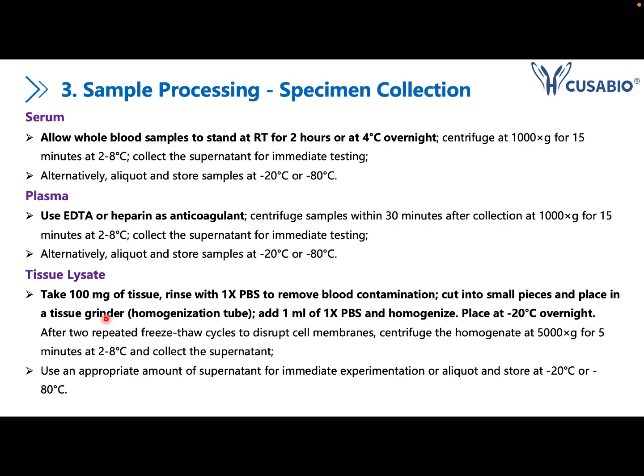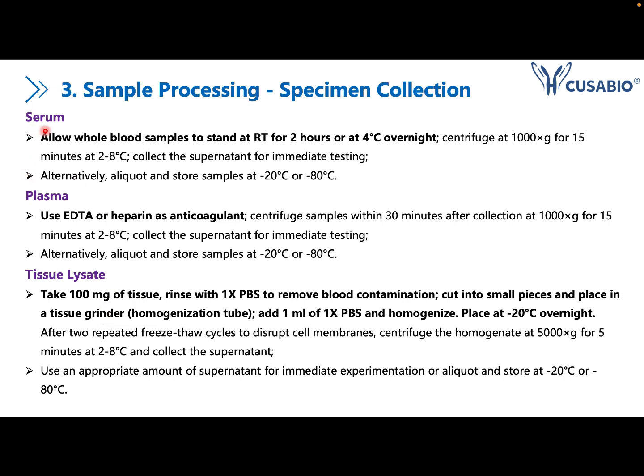Then let's come to the third perspective about sample processing, which is the collection of this type of sample. We talked about different types of samples, and actually the collection method for all these types of samples can be very different. Even the serum sample and the plasma sample are different.